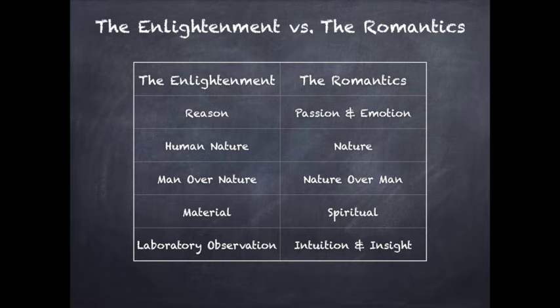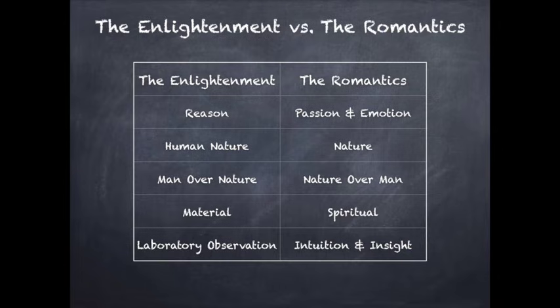The Enlightenment was all about reason. In contrast, the Romantics were about passion and emotion. The Enlightenment about human nature, the Romantics about nature itself. The Enlightenment was man overcoming nature. The Romantics was about nature being more important than man.